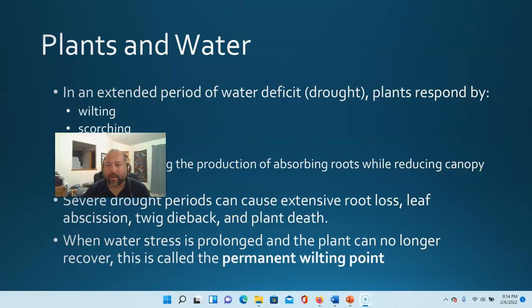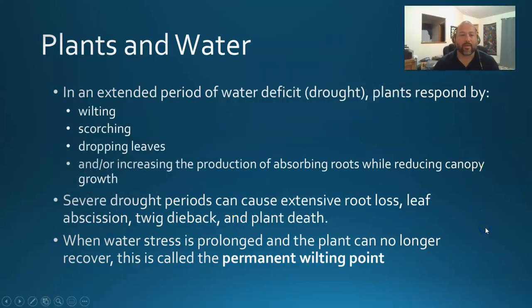Now I'll go back up here to the top right, get out of the way. If you have an extended period of water deficit or drought, which we're very used to that term here in California, the plants are going to respond. They're either going to wilt, or they're going to show scorching, which is the leaves looking burned, with darker colors on them. Some plants will just drop leaves and start retreating to the main trunk.